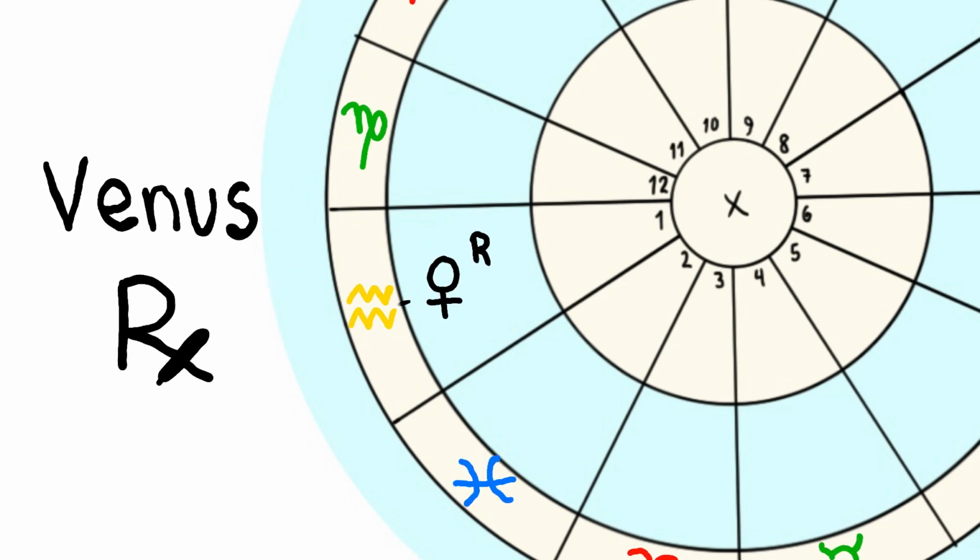Next, we have Venus retrograde. So Venus is the planet of love, relatability, and value. And it's also about harmony and balance, equilibrium, and reciprocity.